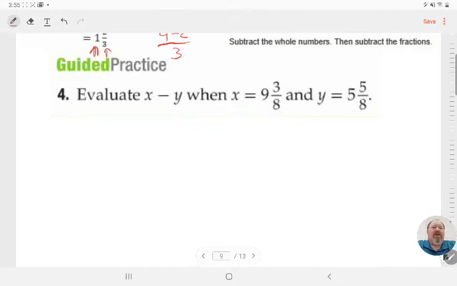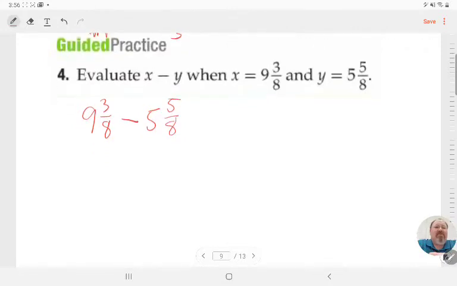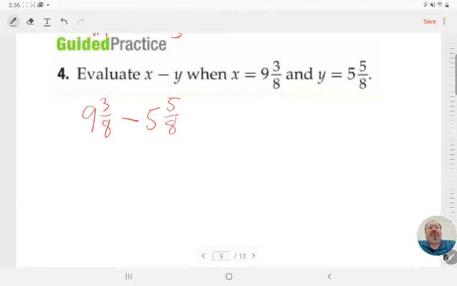All right, let's work one together here. We have x minus y when x is 9 3/8 and y equals 5 5/8. So for x, we're going to put 9 3/8 in. And for y, we're going to put 5 5/8. Okay, now take a look. That 5/8 is bigger than my 3/8. Since it's bigger, I have to change this 3/8.